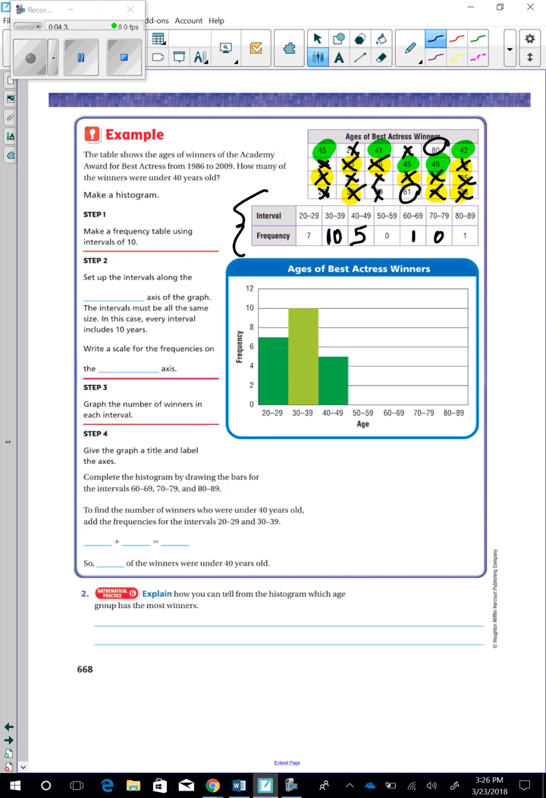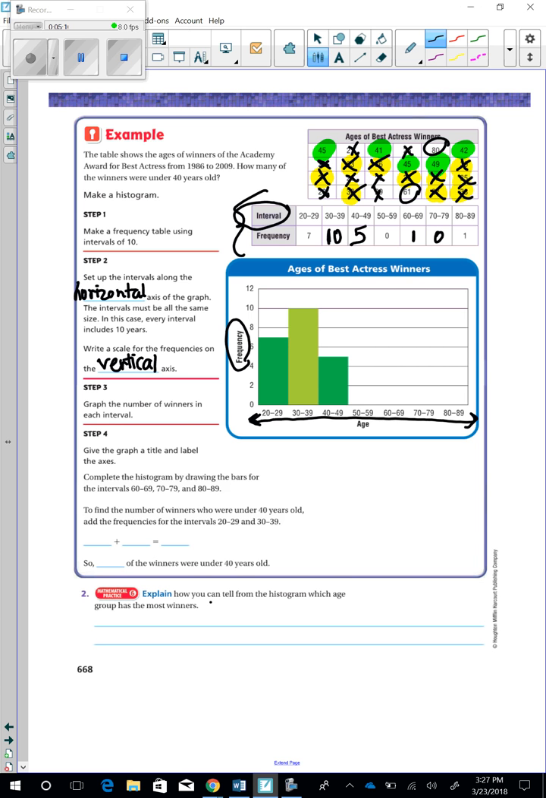Step 2, set up the intervals along the blank axis of the graph. Well, let's look at this. Interval was 20 to 29. So if we look at that 20 to 29, think about what axis is this? The horizontal axis. Write a scale of the frequency on the other one. If this was horizontal, the other one is vertical.